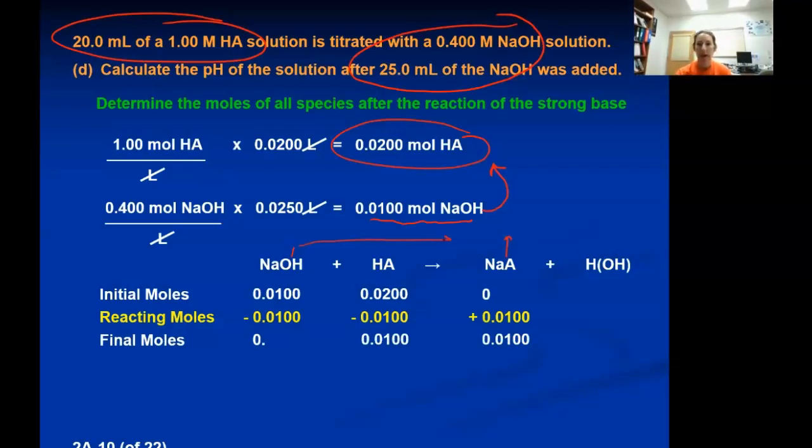And so then, interesting here, look, we have the exact same amount of each of these. This is a question very similar to your lecture quiz. We have the same exact amount of HA and NaA.